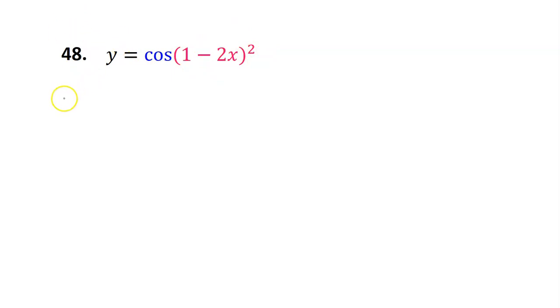So as we do our derivative with the chain rule, first we do the derivative of the outer function. The derivative of cosine is negative sine. So I will write negative sine, and then I will leave the inner part the same. So I have my negative sine, and then 1 minus 2x squared. But then I need to multiply by the derivative of the inner part.